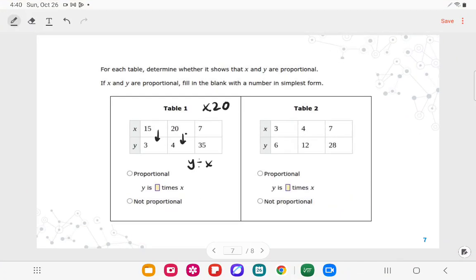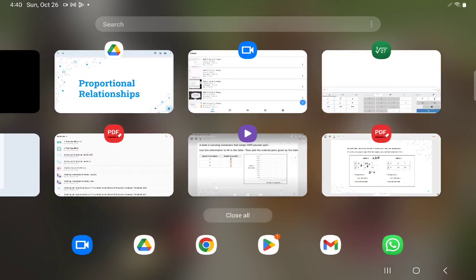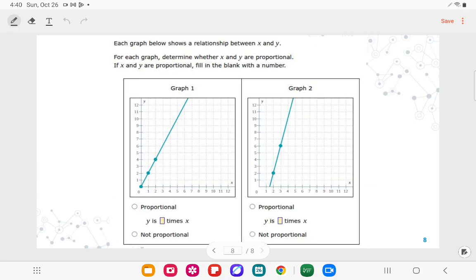That's also timesing by 0.2. And 7 times 0.2 is 1.4. So as I look at this, that's 1.4, so this is not proportional. That is it for that one, so we're going to skip this one right here. Sorry, one more example. That last one wasn't it.